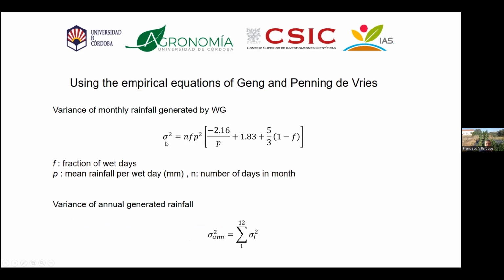So in the end, when we use a first order Markov chain, the variance of monthly rainfall can be calculated as a function of the frequency of wet days and the mean rainfall per wet day. And that's it. Then the variance of the annual rainfall will be just the sum of the variances of the different months, as we normally will simulate rainfall independently for each month. We don't consider any type of association of dryness or wetness between the months of a given year.